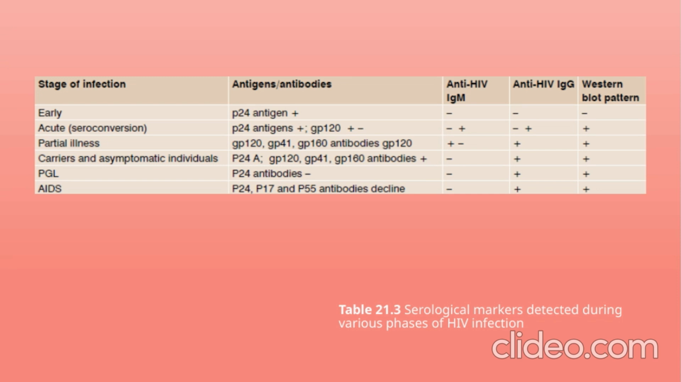Understanding this timeline of serological markers is crucial for diagnosis and for identifying the stage of infection, which in turn influences treatment decisions. It also highlights the importance of timing when interpreting test results, especially in the context of recent exposure versus long-standing infection. This table really ties into the broader theme of how we detect and monitor HIV infection over time, helping us tailor our approaches to diagnosis and management accordingly.